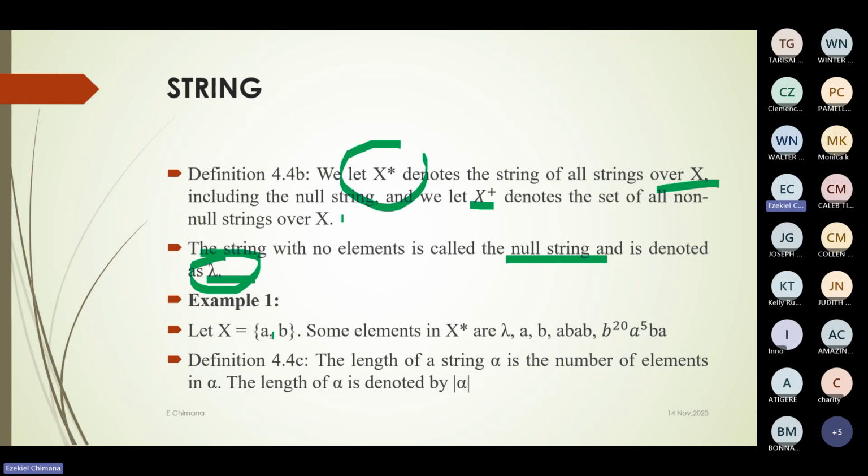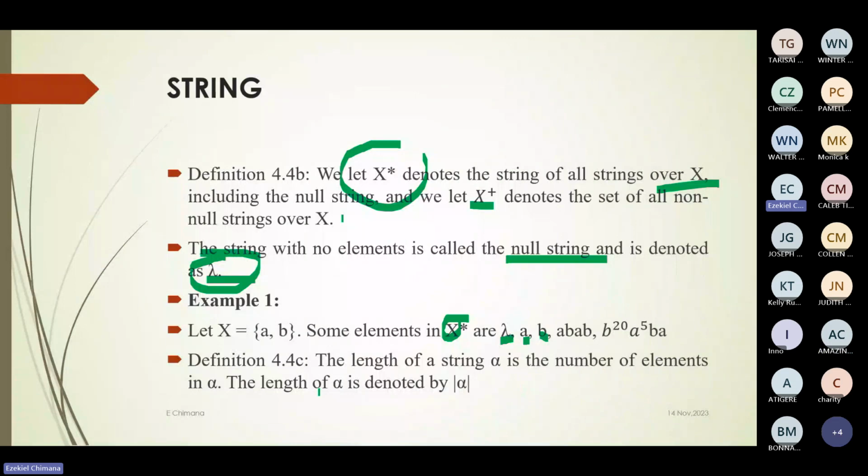So let X be the set with A, B. Some elements in X star are lambda itself, A, B, A, and B itself, as well as A, B to the power 20, which means B repeated 20 times, and then A to the power 5, BA, something like that. These are some of the strings that we can have from this set. Note that these are not all of the strings that we can have.